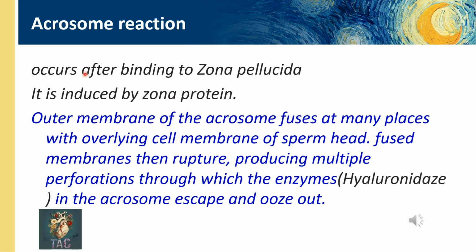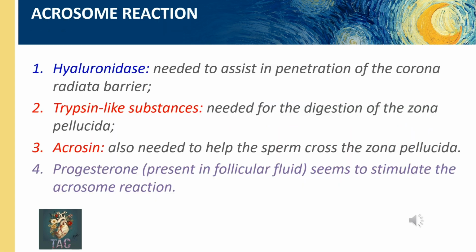The acrosomal reaction occurs after binding to the zona pellucida and is induced by the zona proteins. The outer membrane of the acrosome fuses at many places with the overlying cell membrane of the sperm head, and the fused membranes then rupture, producing multiple perforations through which the enzyme hyaluronidase in the acrosome escapes and oozes out.